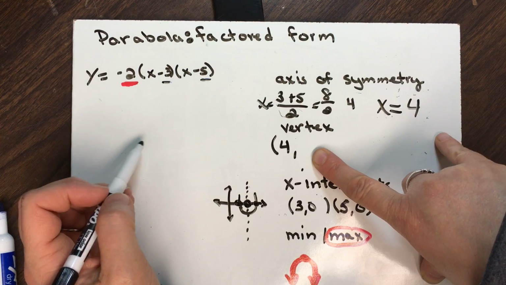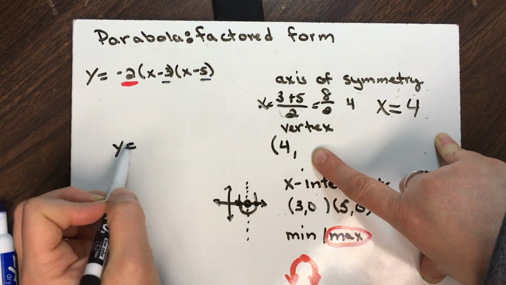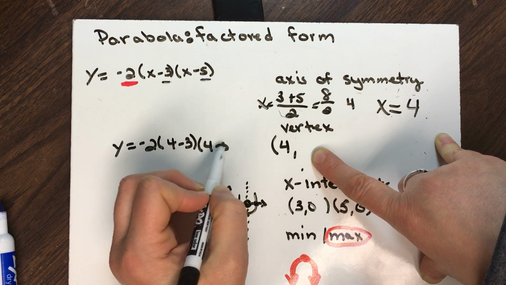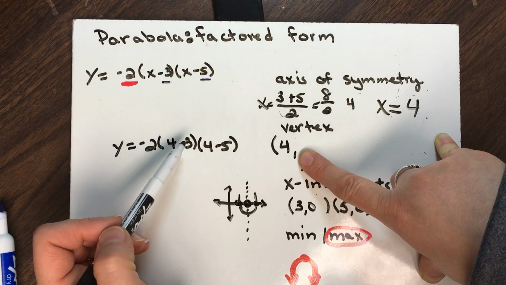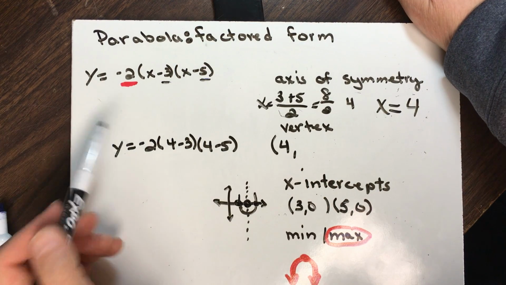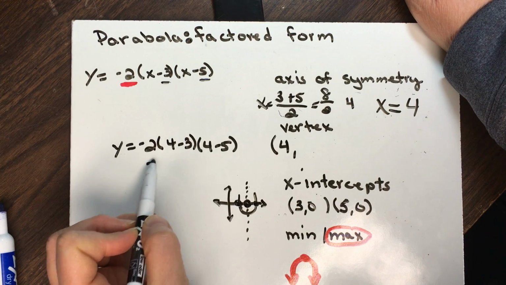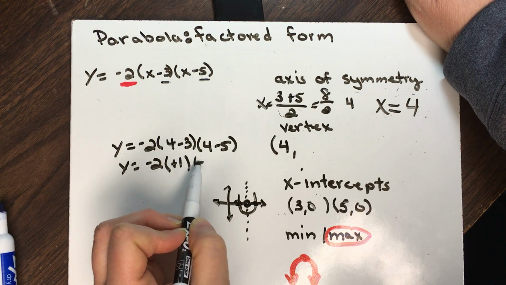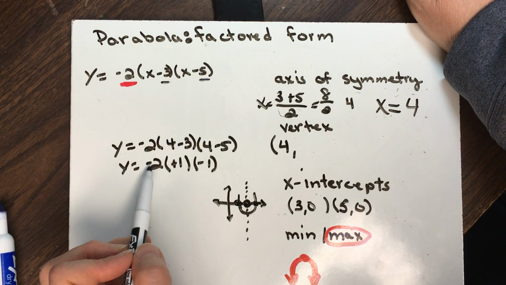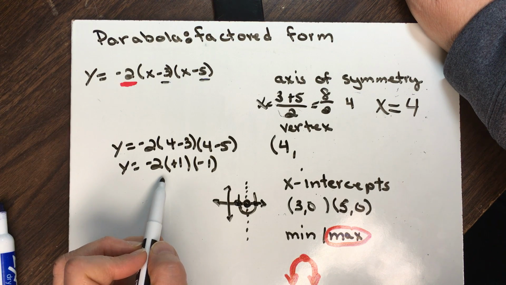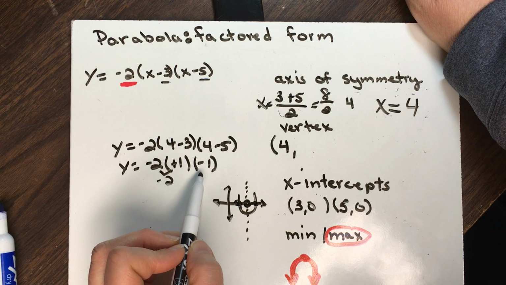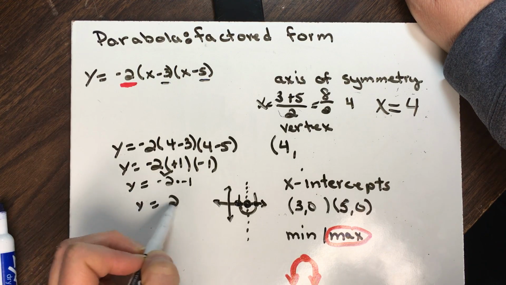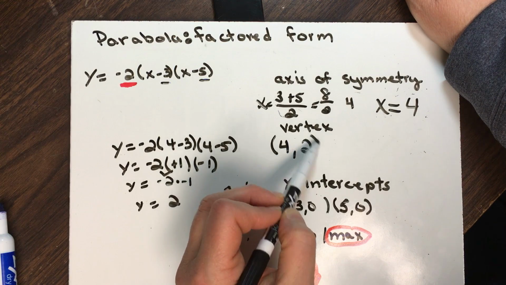So let's go ahead and plug this into our equation to see what we get. So we have y equals negative 2 times (4 minus 3) times (4 minus 5). I just took this, plugged it in wherever I had x, and rewrote my equation. Now, order of operations, I'm going to do my parentheses first. I'm going to rewrite that, though, so I have it in place. That's a positive 1, and that's a negative 1. Now I'm going to multiply together. A negative 2 times 1 is a negative 2, times a negative 1 is a positive 2. So our second value in our vertex is a positive 2.